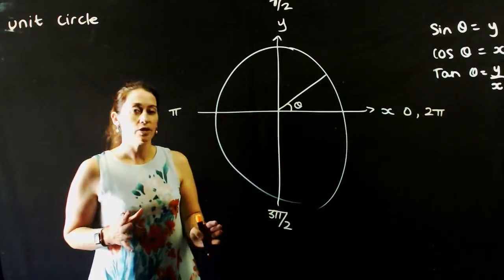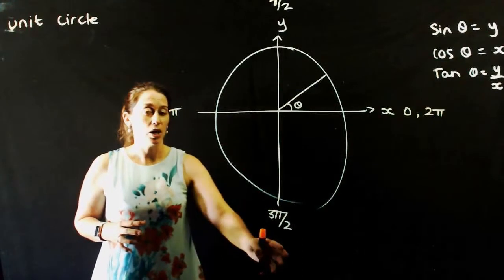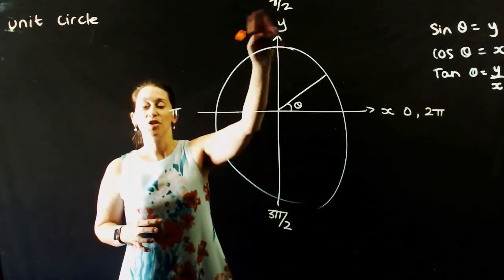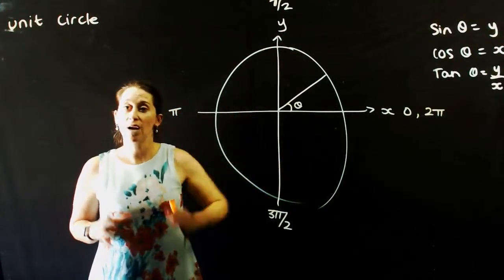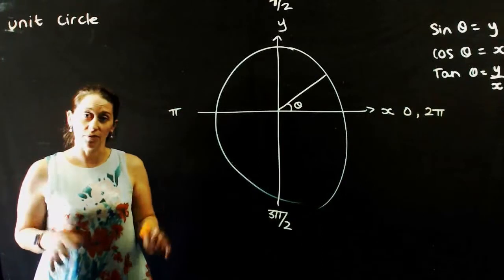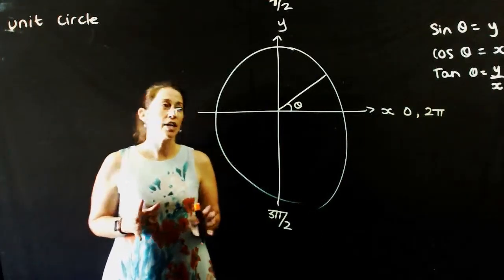So if we were going in that particular direction, you'd have 0, minus pi upon 2, minus pi, minus 3 pi upon 2, and it would continue to go round and round because the unit circle replicates the sine, cosine and tan curves, which you will study in a later video. So let's have a look at these coordinates.